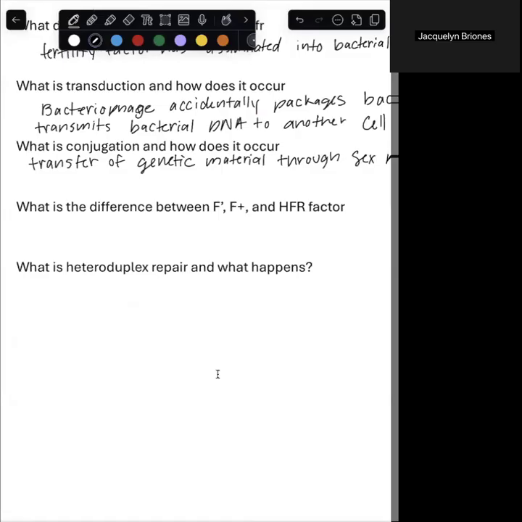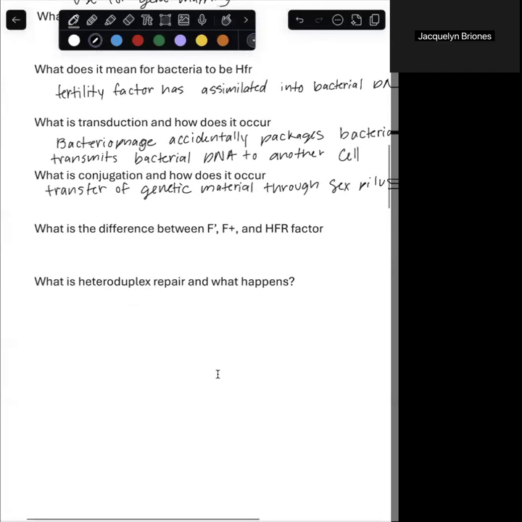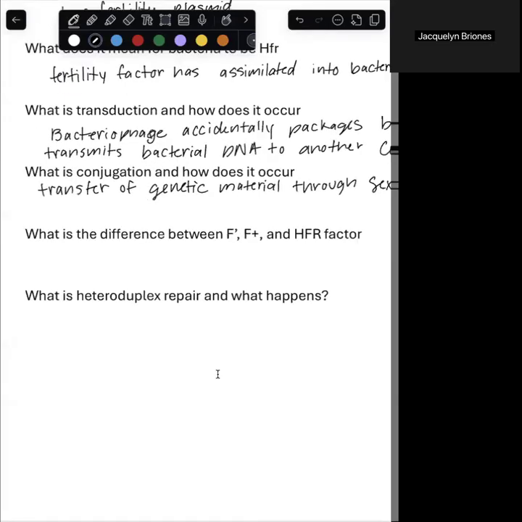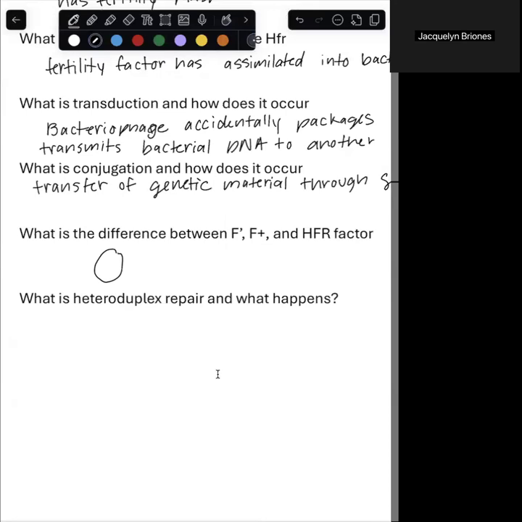Okay. Now we're gonna go over what it means to be F prime, F plus, or F positive, and then HFR. So the way I think it's easier to visualize it. So this is F prime, F positive, and then HFR.